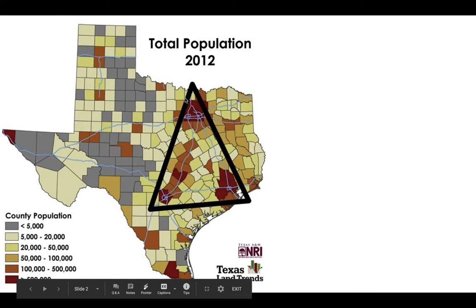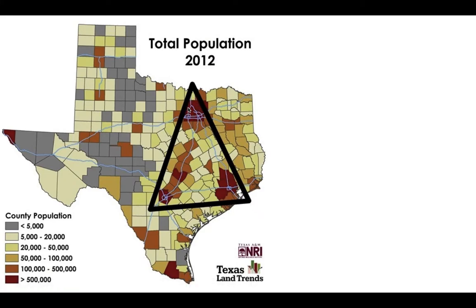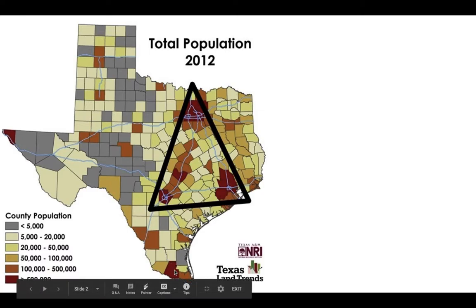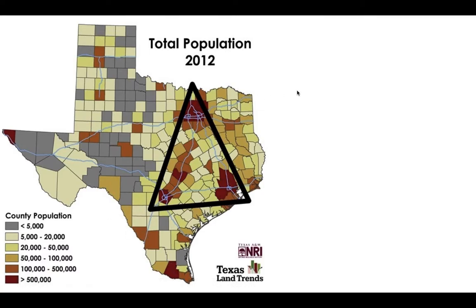So here is the population as of 2012. Like I just said, most of the population lives in this kind of triangle area of the coastal plains. At the top over here is Dallas Fort Worth. Down here is Austin San Antonio, and over here is Houston, which is, I believe, the second largest city in the United States by land area, but by population it's in the top 10.